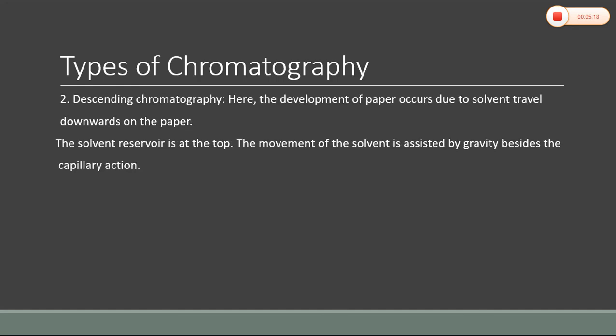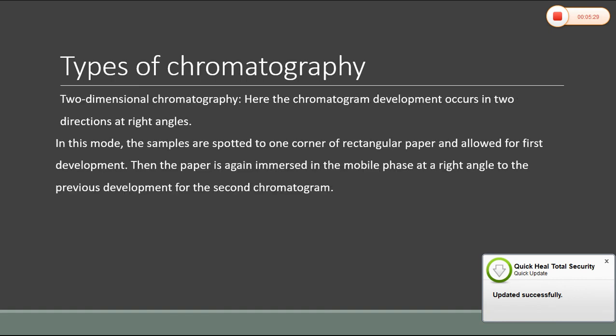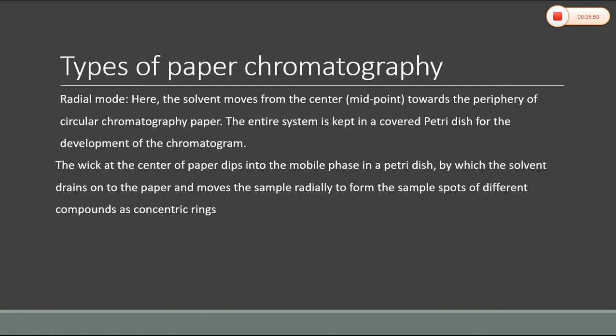Descending chromatography. Here the development of the paper occurs due to solvent travel downwards on the paper. The solvent reservoir is at the top and the movement of the solvent is assisted by gravity besides capillary action. Two-dimensional chromatography also exists. In this mode, the samples are spotted at one corner of the rectangular paper and allowed to go through the first development. Then the paper is again immersed in the mobile phase at a right angle to the previous development for the second chromatogram.